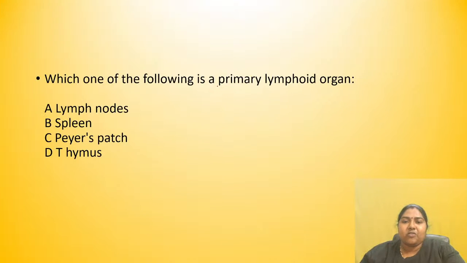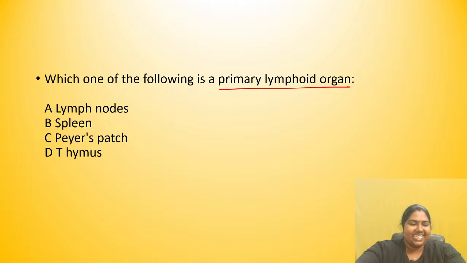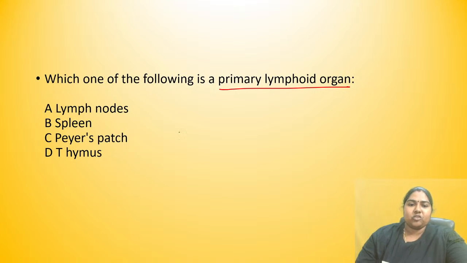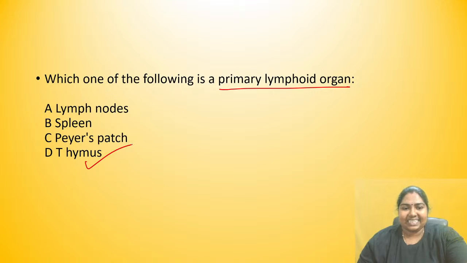Which one of the following is a primary lymphoid organ? This is how you have to revise the MCQs. Like how you were revising with your theory, with your MCQs also you have to make a revision. Yes, all correct. The primary lymphoid organ is none other than the thymus. The Peyer's patch and these are coming under the secondary ones.